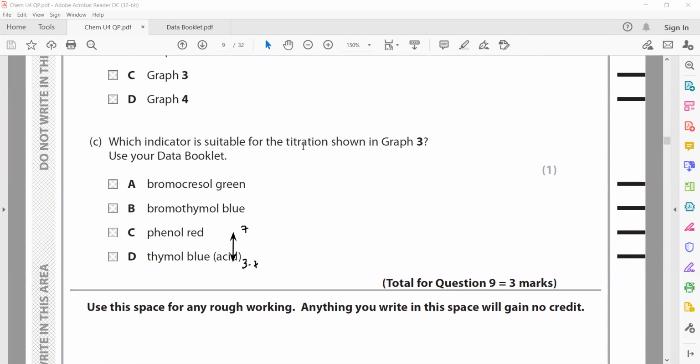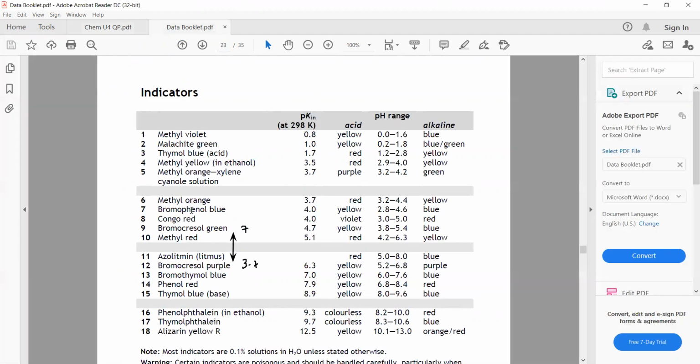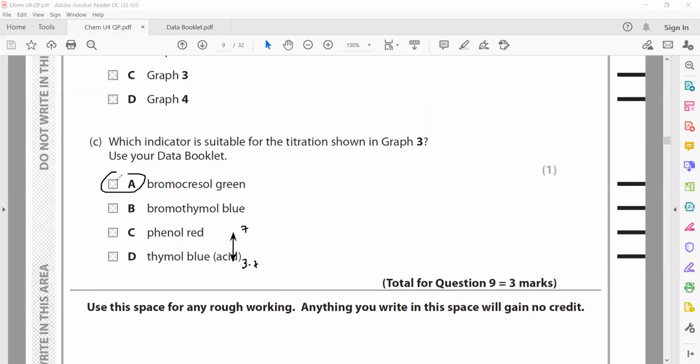Bromocresol green. When we check the data booklet, when pH equals pKin, it will show a color change, and the range is from 3.8 to 5.4. So this range lies within the vertical portion. That's why A will be the suitable indicator for this reaction.